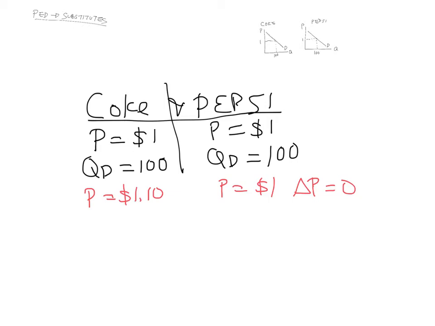The law of demand tells us that when the price of the product goes up, the quantity demanded will decrease. Let's say the quantity demanded of Coca-Cola will fall to 80 units. And there will actually end up being an increase in the quantity demanded of Pepsi. So let's see what's going to happen with the graphs.